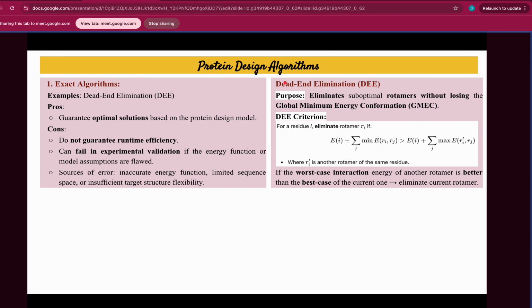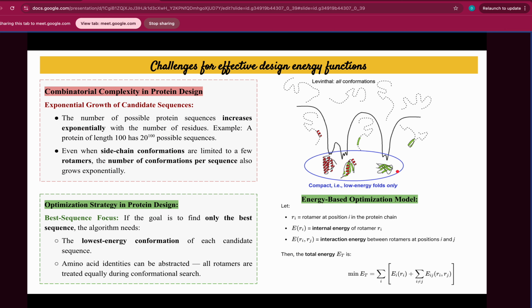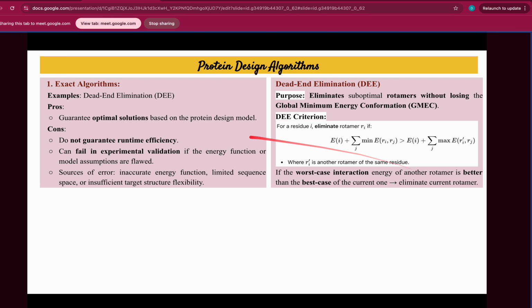Now there are different protein design algorithms which help you find out which of these conformations to proceed with, which structure is the lowest energy conformation. One among them is the exact algorithm, and an example of an exact algorithm is dead end elimination. Now we'll see what this dead end elimination method is. It eliminates suboptimal rotamers without losing the global minimum energy conformation, because we know certain local minima also exist. So when we are comparing different energies, dead end elimination helps us get the conformation which has the lowest energy.